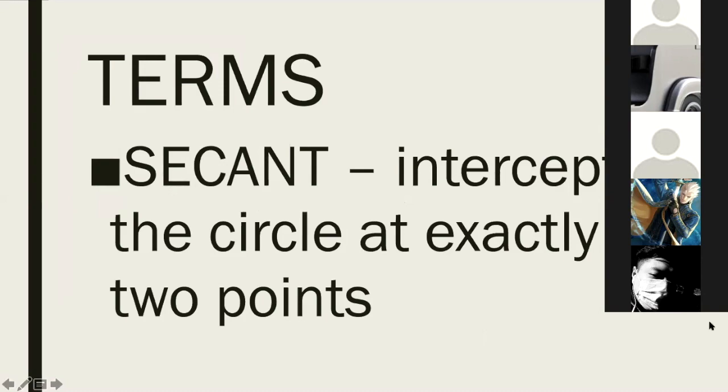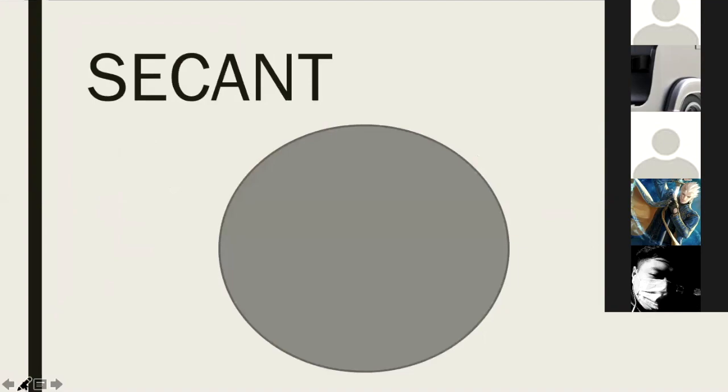So, a secant is a line that intercepts the circle at exactly two points. So, what this means, may drawing ako ng circle. If the secant intersects a circle at exactly two points, a secant will pass through a circle like this. So, now here, you have point A and point B. So, that's what a secant looks like. It passes through two points.